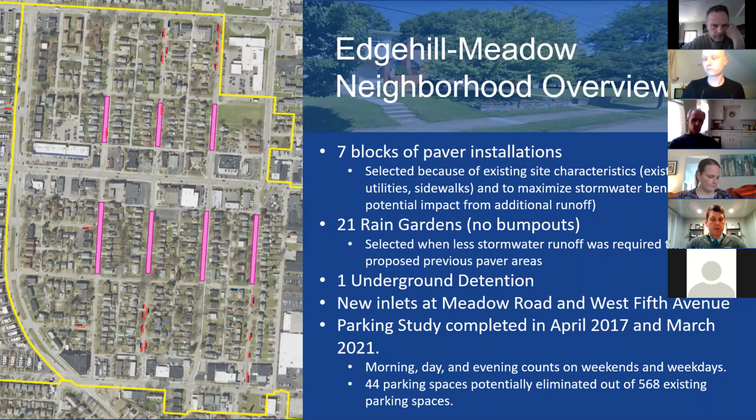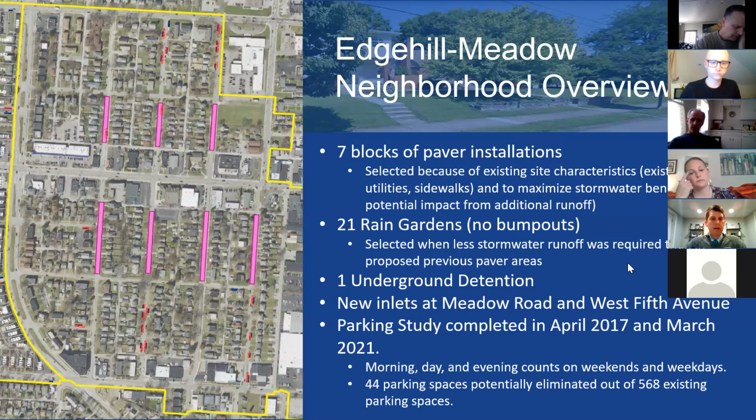In addition to those, 21 rain garden locations were selected. And this does not include any of the bump outs that Nick mentioned that would go out into the street. We do not have any of those in this project area. Those locations are shown in red along the corridors there. And again, selected based on the runoff treatment needs of the project area, and if there were suitable locations to house those. We also have one underground detention structure.